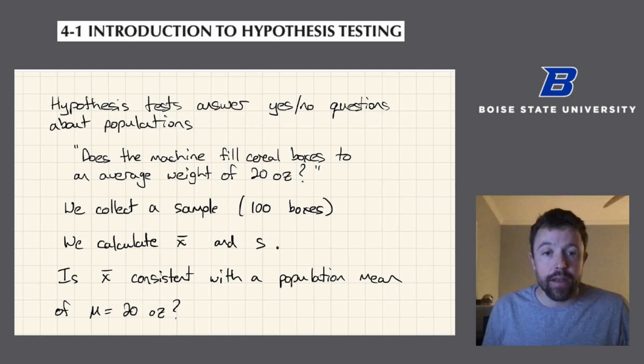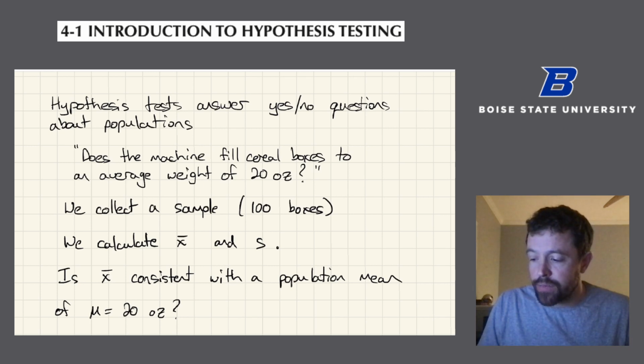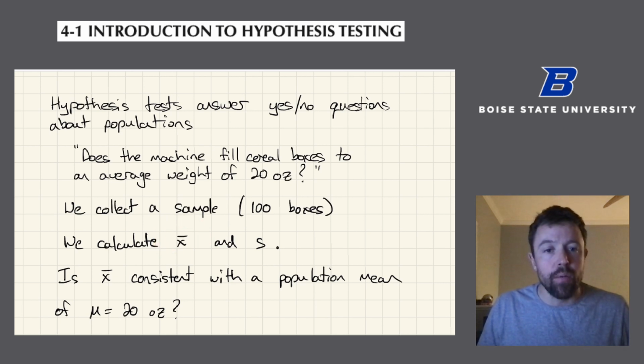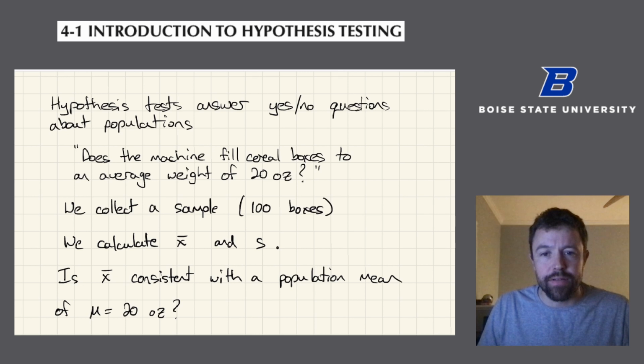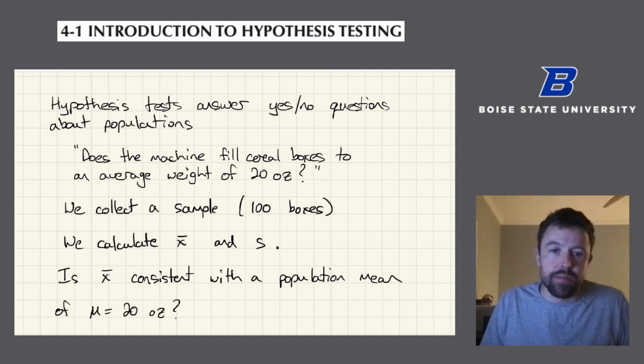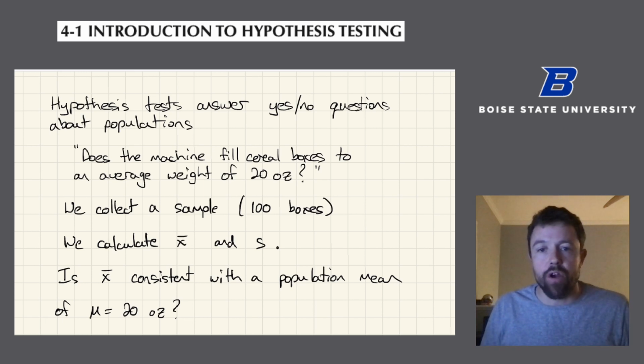And once we know that, from our conversations about the central limit theorem, we have a sense for how spread out sample means should be. And so if this value X bar is really far away from mu, and by far, I mean in the sense that we have a sense for how far apart sample means should be, then this is evidence that, in fact, the machine's probably not filling cereal boxes to an average weight of 20 ounces. And if it's relatively close, in the sense that it's not far away in the sense of the sampling distribution, then it seems like we don't have evidence that anything wrong is going on.